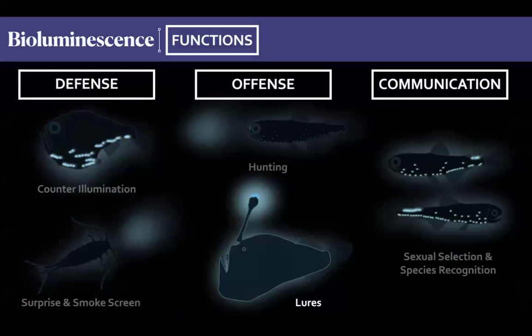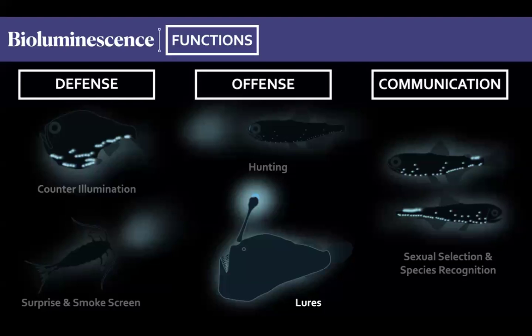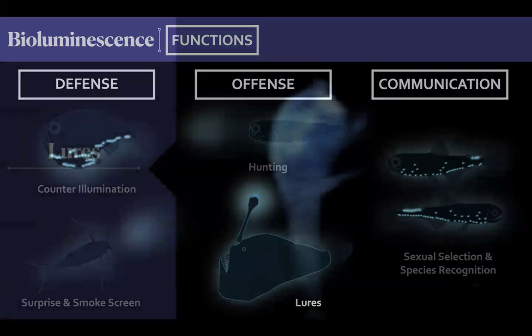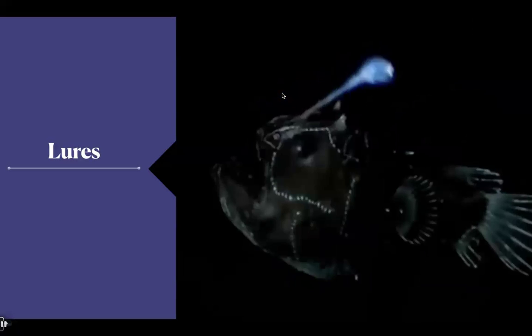And as many people know, we've got anglerfishes and different types of lures. Anglerfish aren't the only fish that have lures. Some fish have lures on their chins, some fish have lures on their heads, but all of them are believed to be used for a similar purpose, which is luring in a prey item.